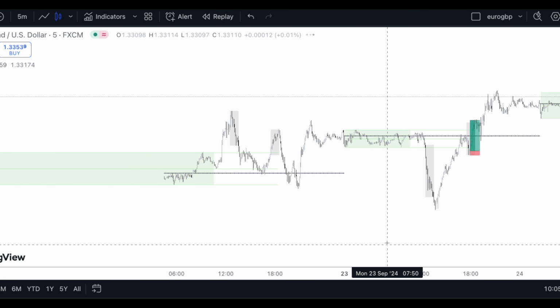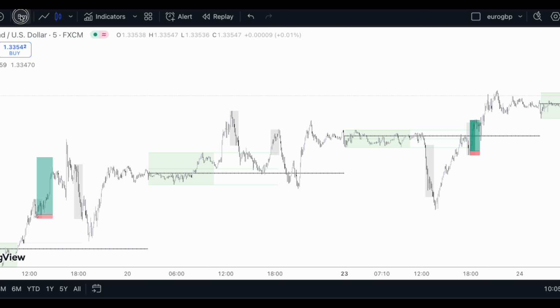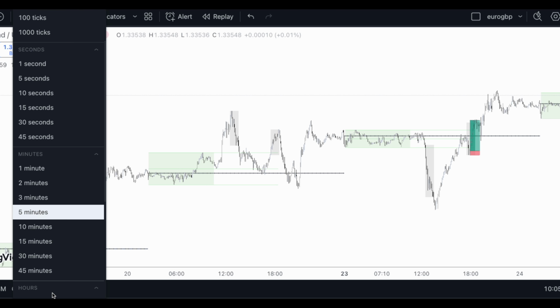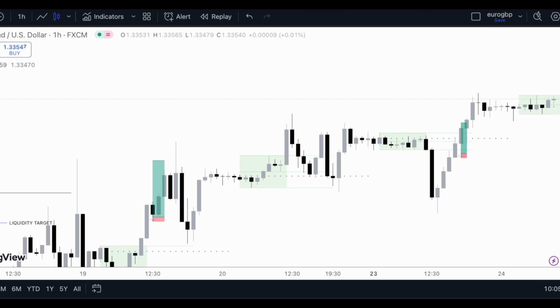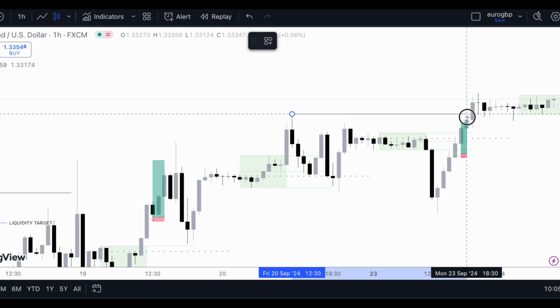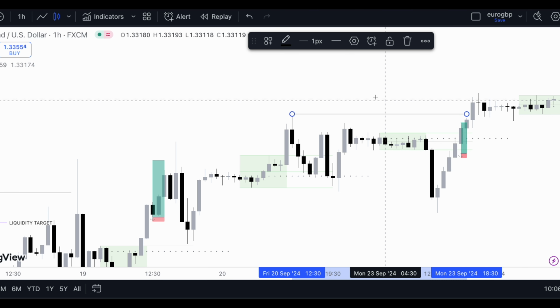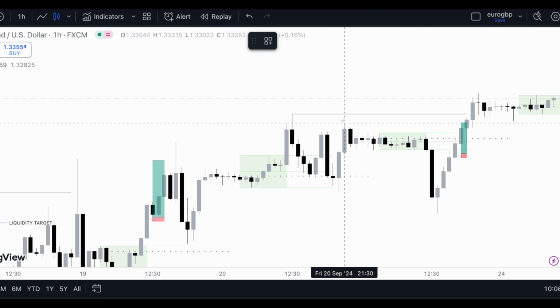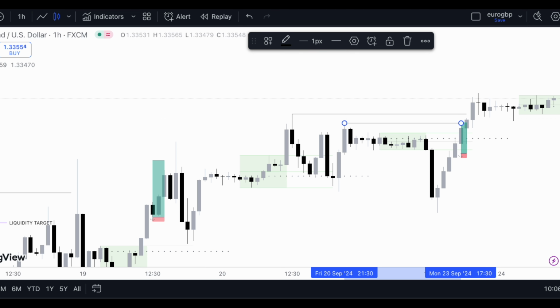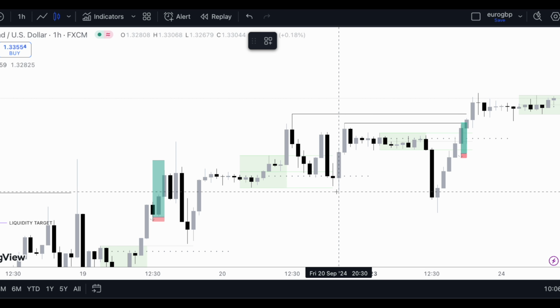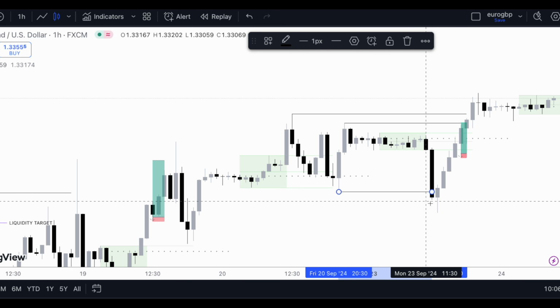So let's start by going to higher time frame, and so let's mark out the liquidity points. This is one of the liquidity targets for this day. This is one more liquidity that we targeted for this trade, and this was also the previous day low that was already taken out during the London session.